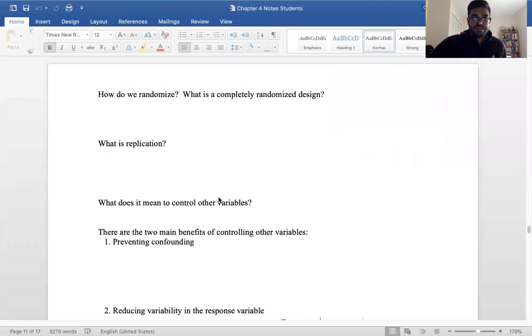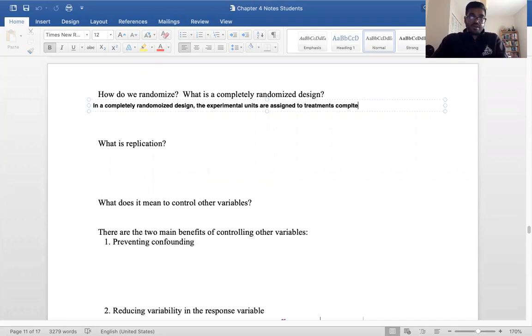Okay, moving along. How do we randomize? What is a completely randomized design? In a completely randomized design, the experimental units are assigned to treatments completely by chance, because everyone's got an equal opportunity of being selected to one of the treatments.